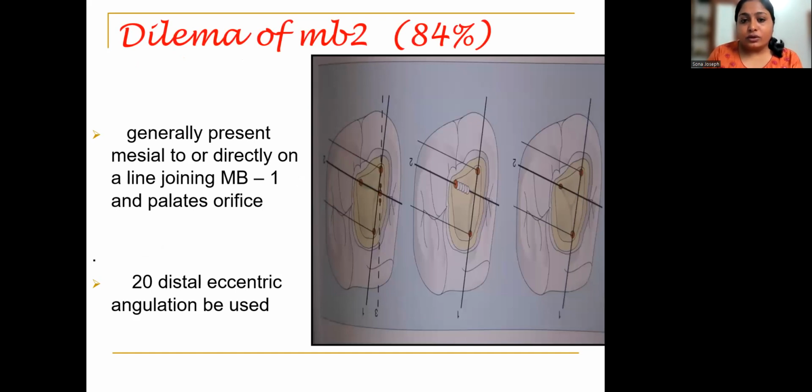To exactly tell about the location of the MB2, it is generally present mesial to or directly on a line joining MB1 and the palatal orifice. Here you can see a line connecting the MB and the palatal orifice. It will either be present on this line, just 1 or 2 mm palatal to the MB1, or it will be slightly mesial to this line. And while doing the root canal treatment, for working length determination as well as for taking master cone radiographs, we can use a 20 degree distal angulation for the SLOB technique to see the MB1 and MB2 clearly separating from each other.